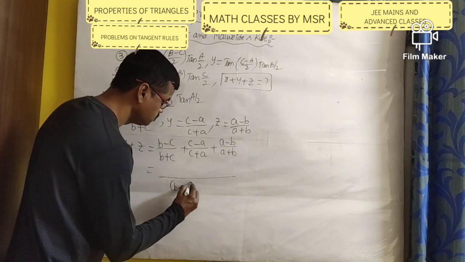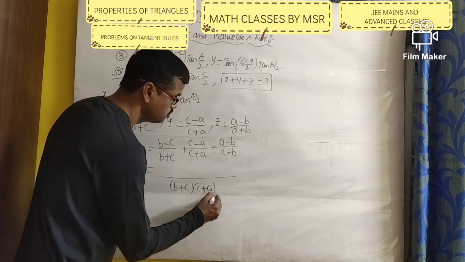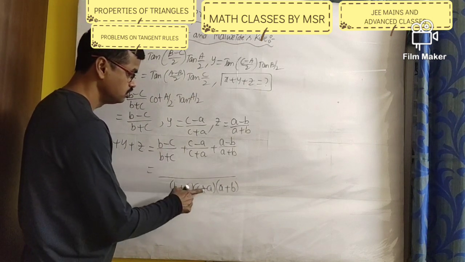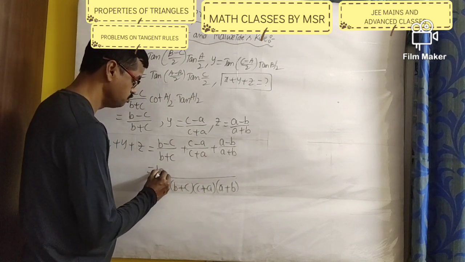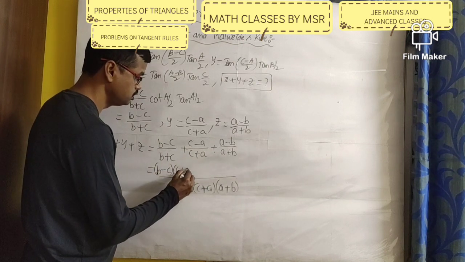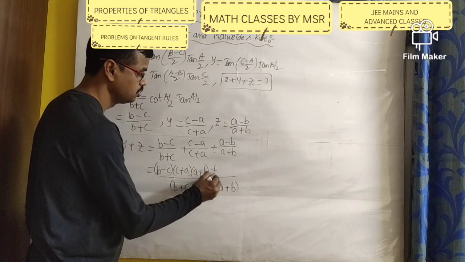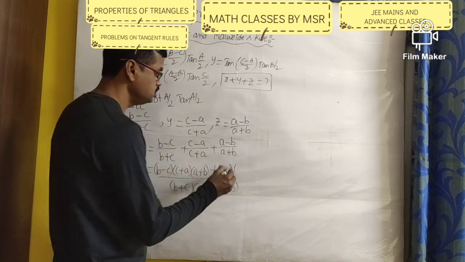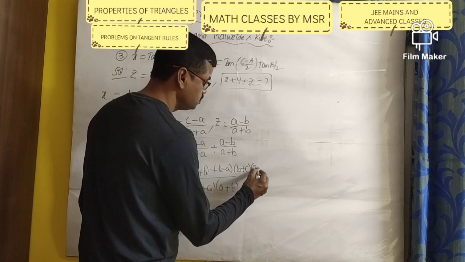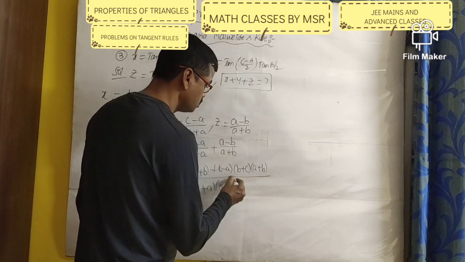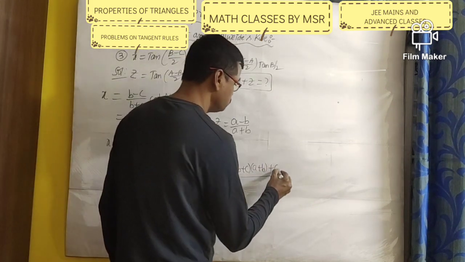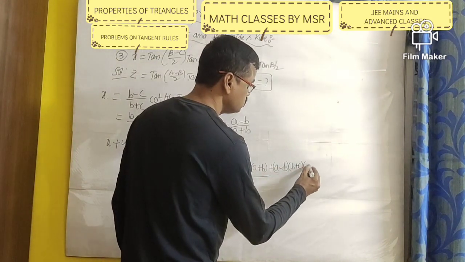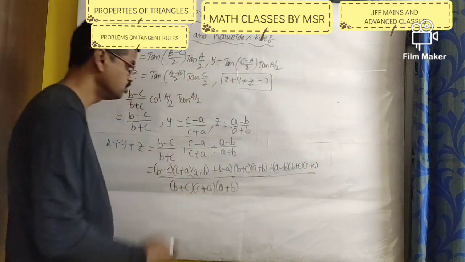(b plus c) into (c plus a) into (a plus b). The first term is (b minus c) into (c plus a) into (a plus b). What will be the second term? (c minus a) into (b plus c) into (a plus b). Plus again (a minus b) into (b plus c) into (c plus a). So this is what we got.